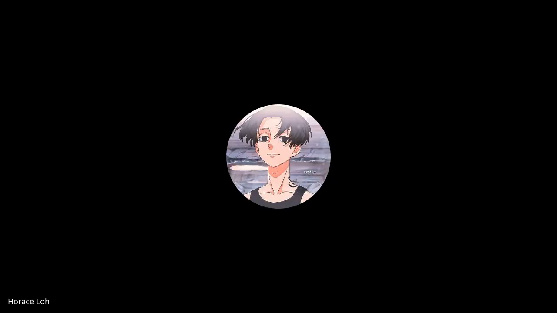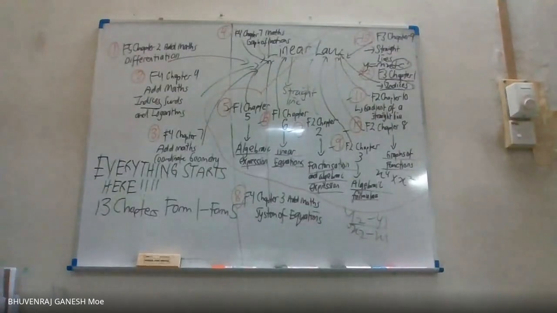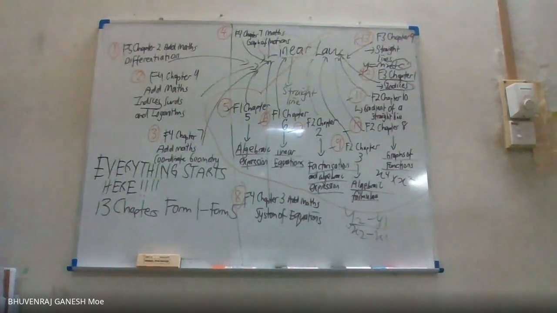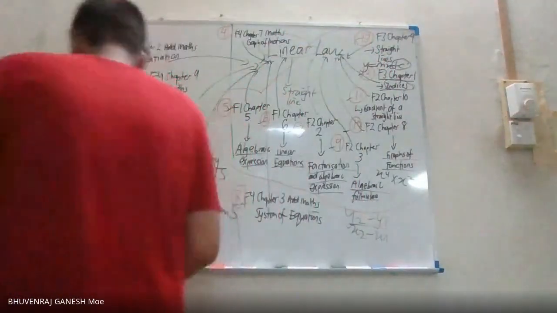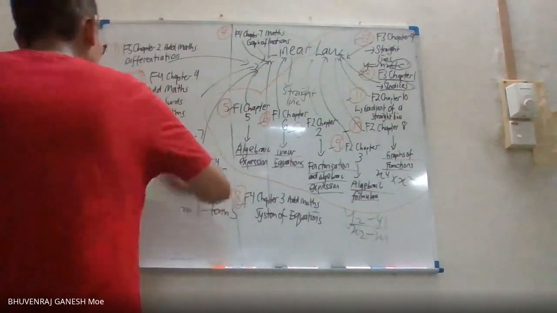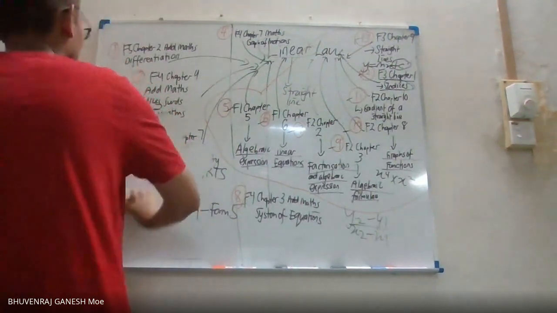If you want this picture, I can send it to you. Later, if you have your Form 1 to 3 books, you can go through a lot of those chapters if you don't understand anything. So yeah, the first one is Form 1, Chapter 5.